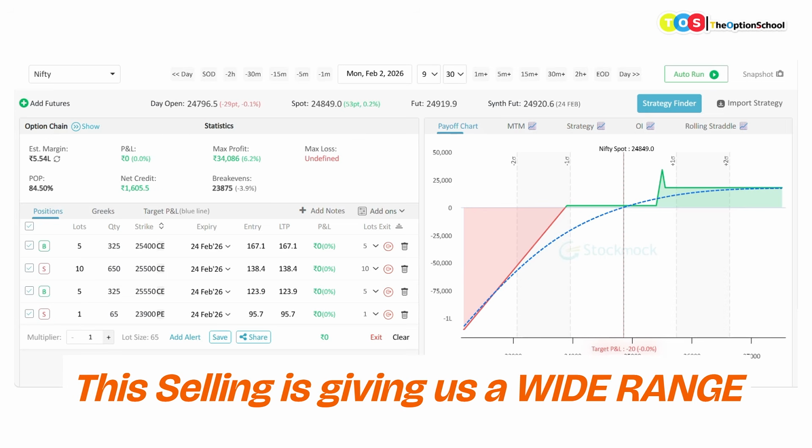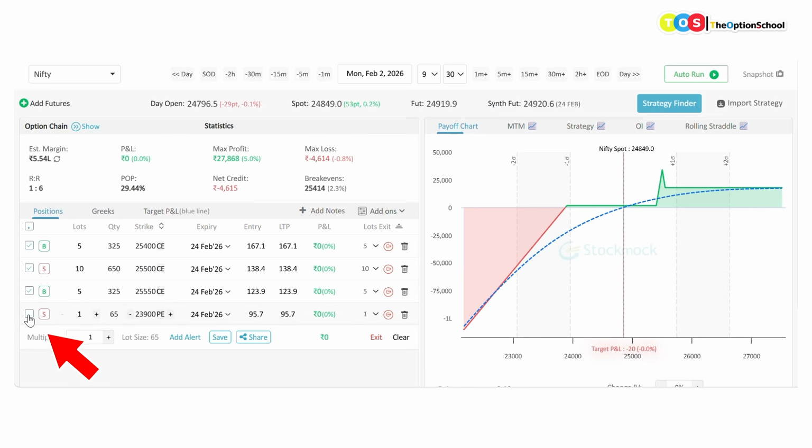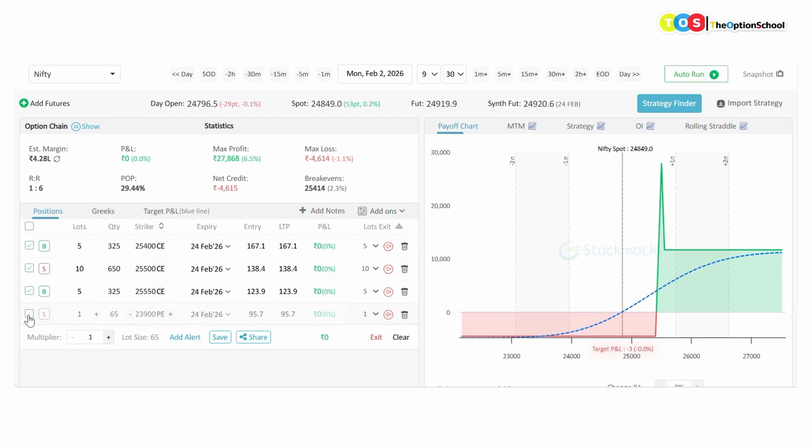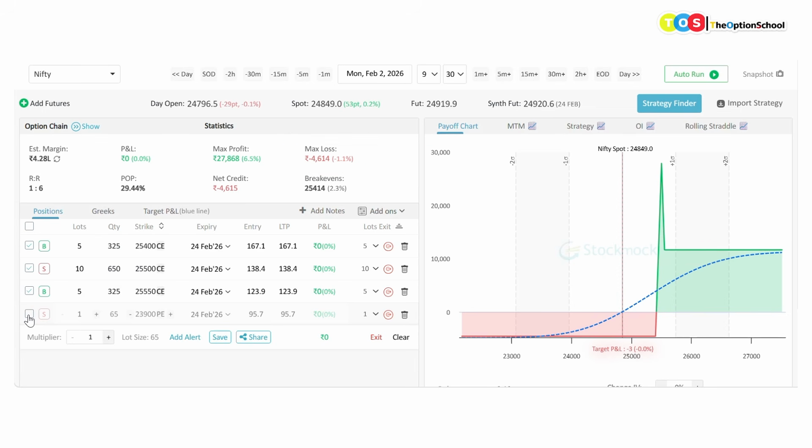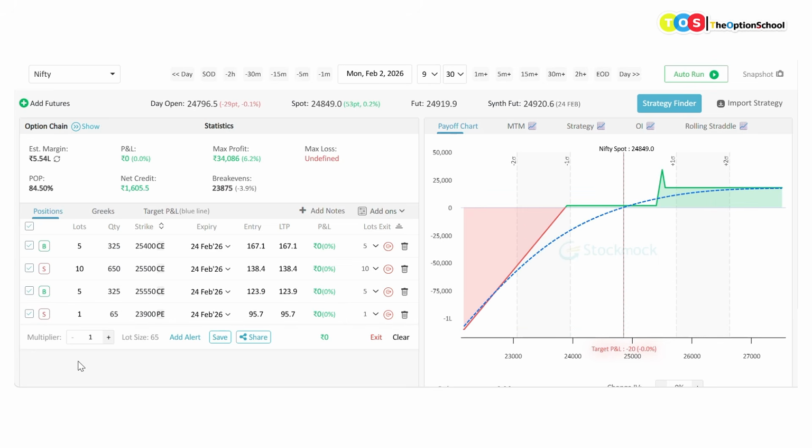Earlier, if I don't do that, if I just ignore this, now if the market stays here or maybe goes down a bit, this strategy will not give me profit, it will give me a loss. Although the full loss of 4,600 will happen quite late in the series, very close to expiry. But just by adding 1 lot of put, I am able to achieve that even if the market stays here, I will be in some profit. Even if the market tanks down from here by 400, 500 points, I can still manage that.